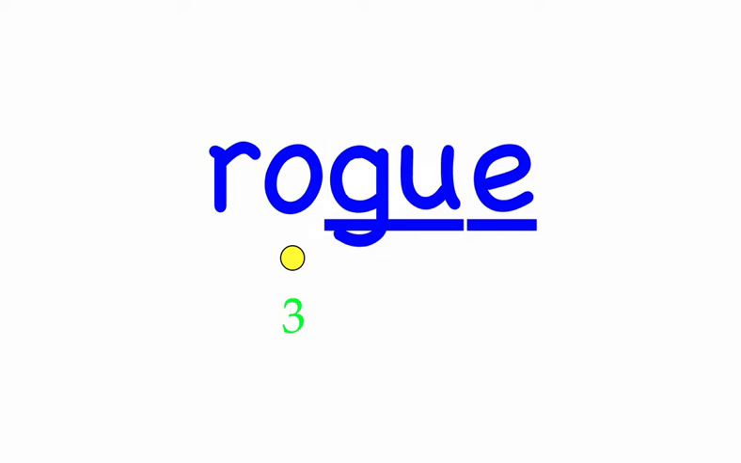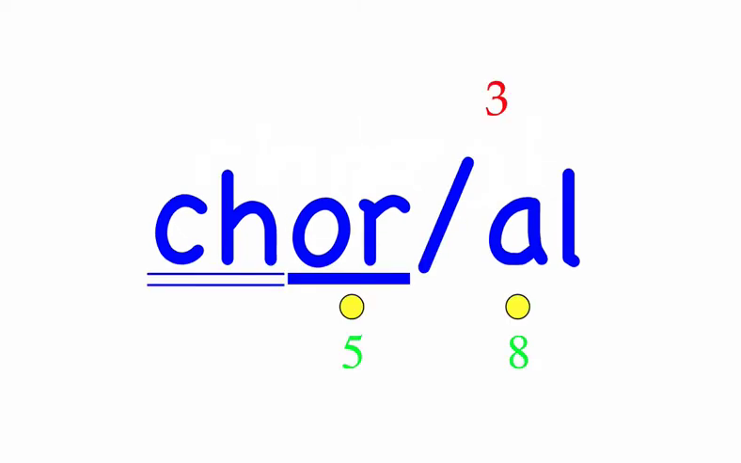Choral. The choral work sung by the choir was very beautiful. Cor-al. Two syllables, first syllable cor, two sounds, k, or. Al, two sounds, aw, l. Cor-al. Mark the word. A is representing its extra sound, aw. When A is followed by L at the end of the word, it oftentimes will represent its extra sound.